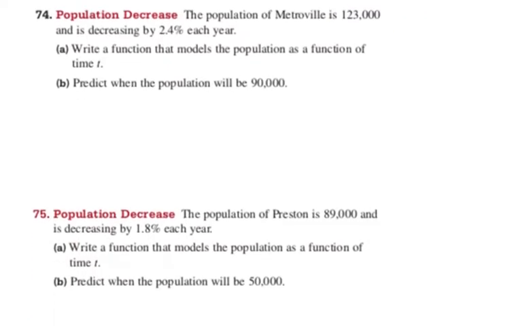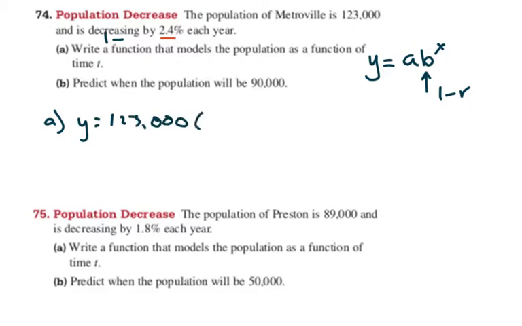So then we move on to population decrease, and apparently in Metroville it's 123,000 and is decreasing by 2.4% each year. So we need to write a function that models that, and of course it's going to be in our ab to the x format, where b is going to be 1 minus the rate, because we are talking about decreasing. So our equation for part A is y equals our starting value of 123,000 times our b value of 1 minus 0.024, the decimal equivalent of 2.4%, to the x. That decimal can be rewritten as 0.976.